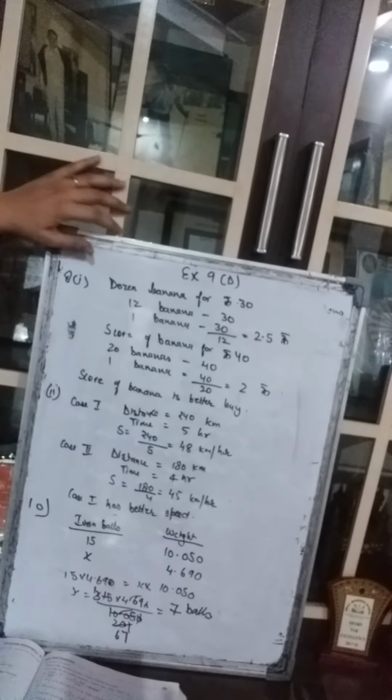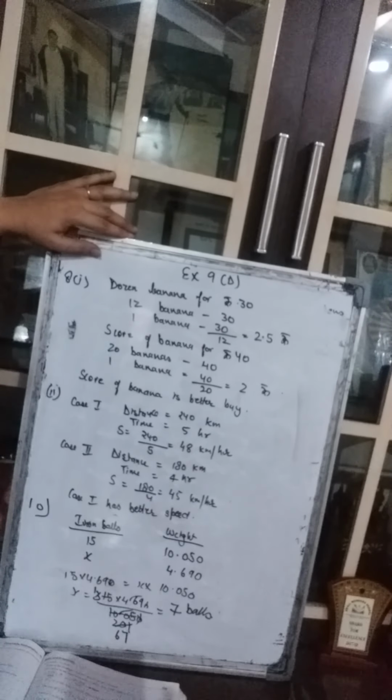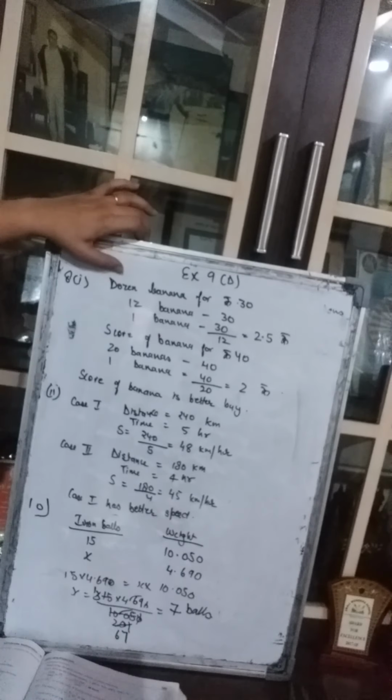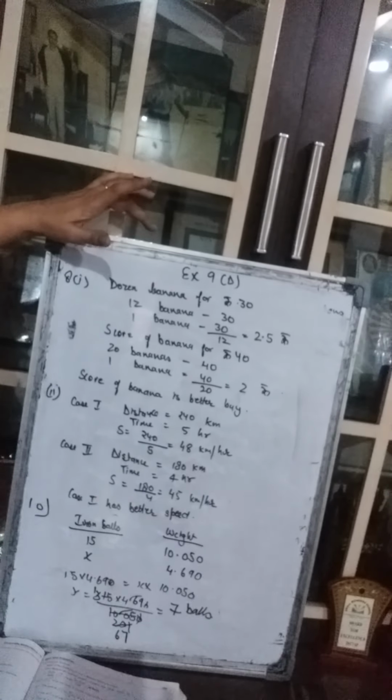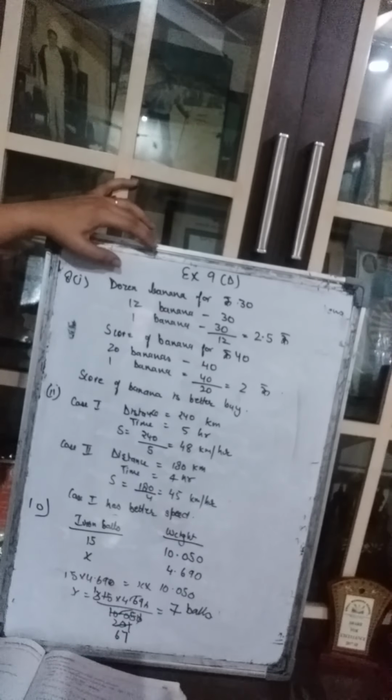Now girls, we come to the eighth question. Eighth question, the first part says which one is a better buy? Okay, a dozen bananas for rupees 30 or a score of bananas for rupees 40. Score means 20, beta. Just remember that. What does score mean? Score means 20. So for this, now what we have to find out? We have to find which one is a better buy.